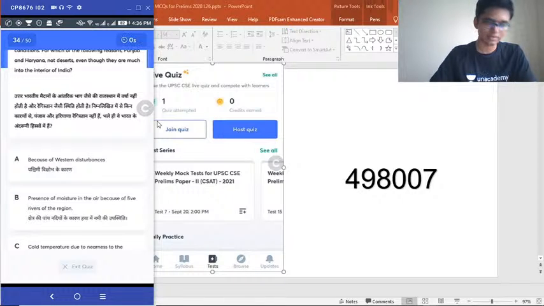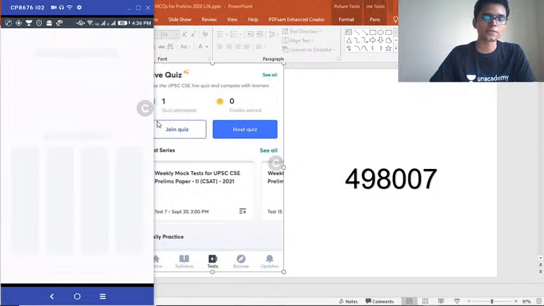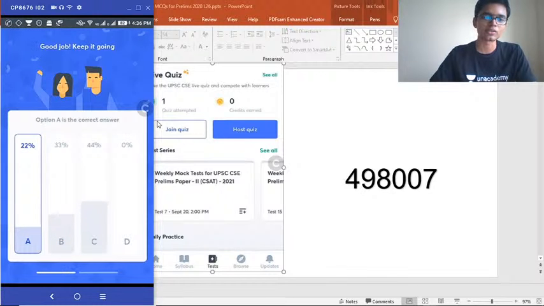Very simple direct question. Time is up. Correct answer is option A, western disturbances. Okay, 22% getting it.